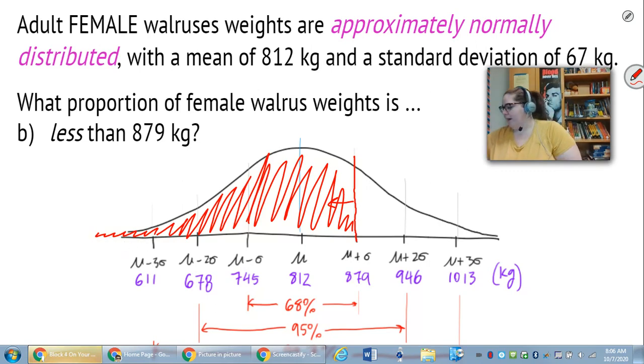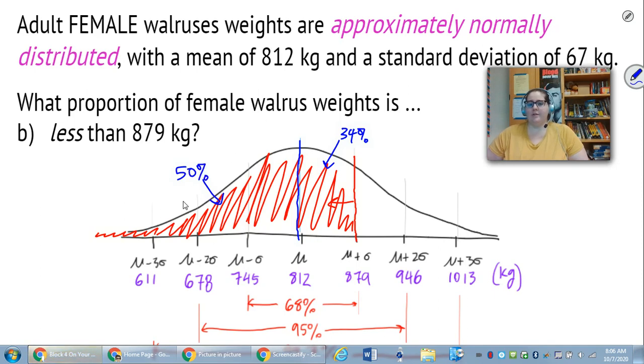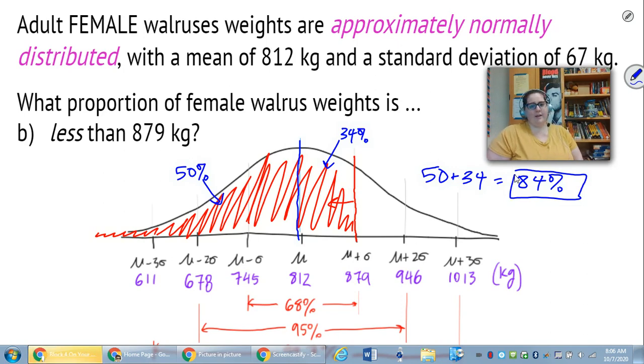So this one I'm going to divide up into two little sections. We already did this part right here in the last example. We know this part right here was half of 68, which was 34. Now this left section is basically half of the graph. It's everything less than the mean all the way down to forever. So this part over here is 50%. If I add those together, I should get the total area. 50 plus 34 is 84. So there's a lot of percentages I can figure out just by looking at this empirical rule.